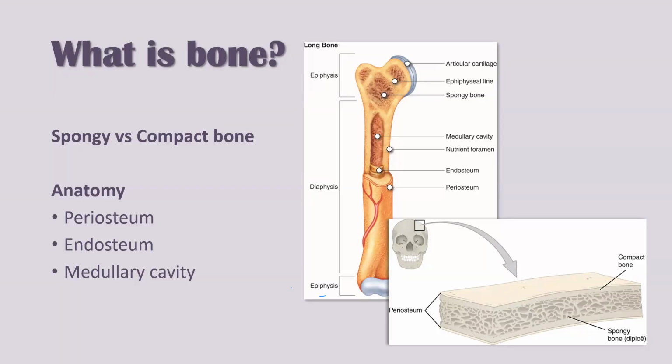And as we age, our red bone marrow gradually is replaced by yellow bone marrow.